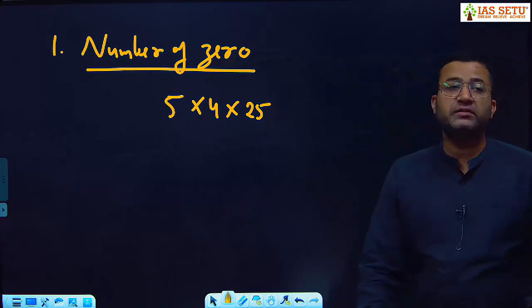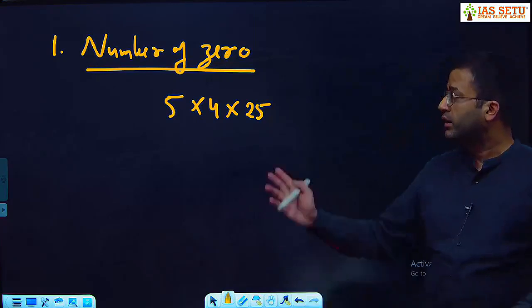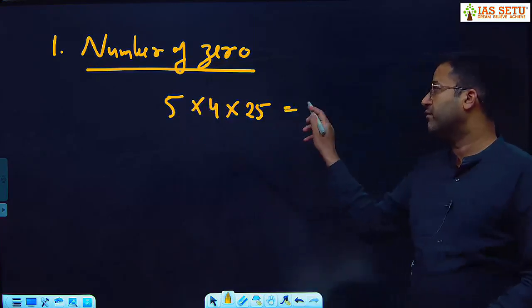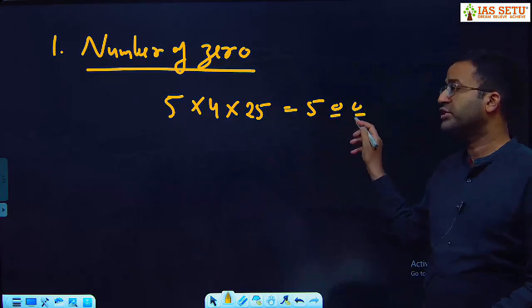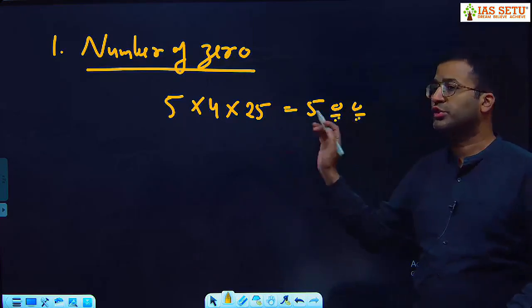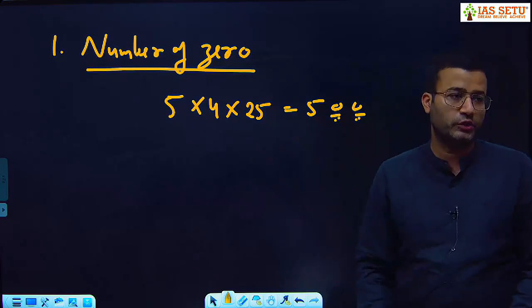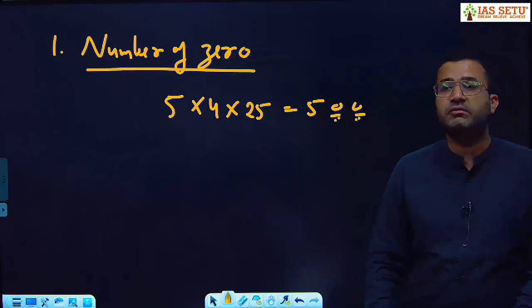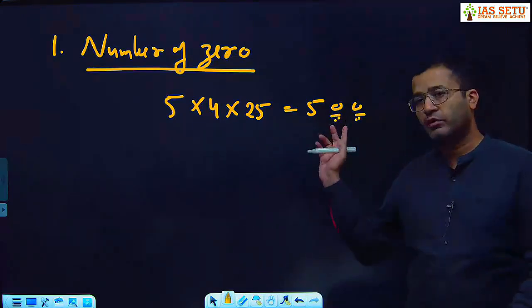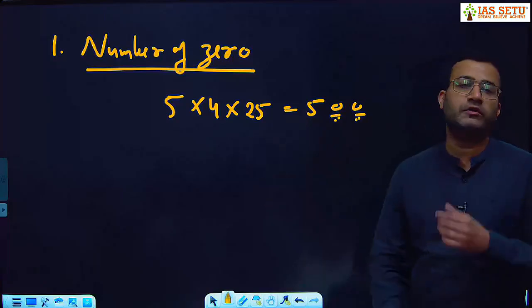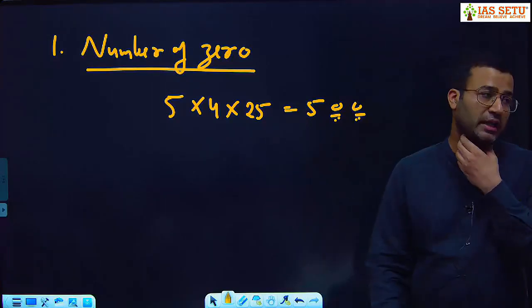Big multiplication we cannot do. Here it is 100 into 5, 500. So the question is how many zeros are there at the end? So there are 2 zeros. So our answer here is 2 zeros. But the point is there will be big calculations where we cannot calculate. Without calculating, we have to check how many zeros will be there at the end.